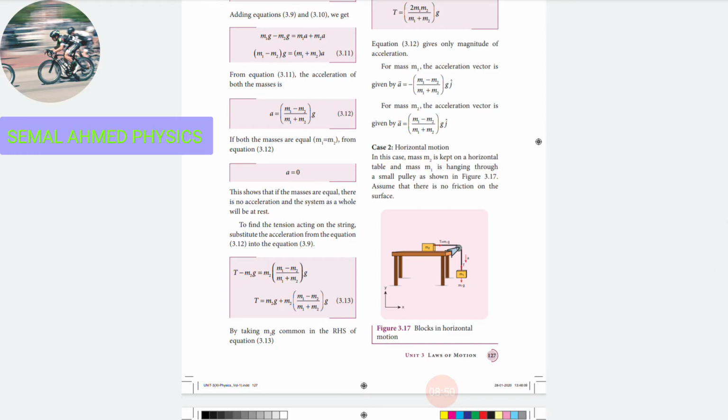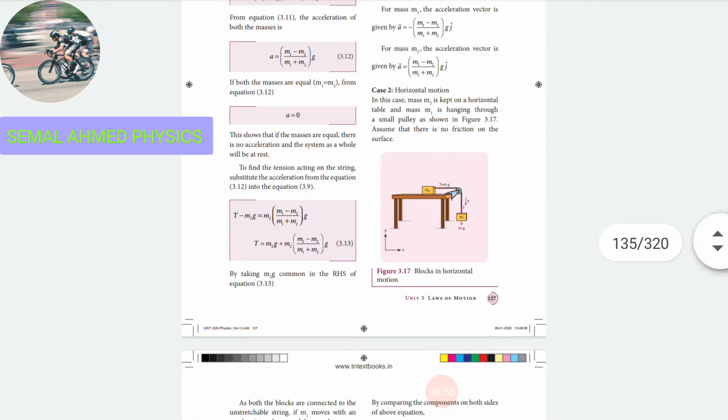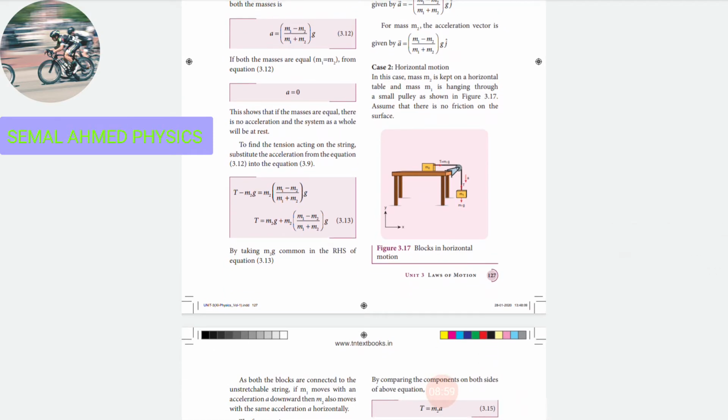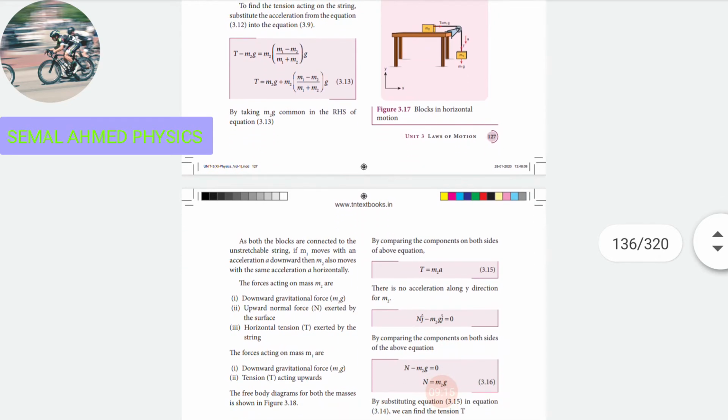Okay, now let us see horizontal motion. Similar to how we just saw the vertical direction, we are going to discuss the horizontal direction. Here we consider mass m2 kept on the horizontal table, and mass m1 hanging through a small pulley as shown in the figure. Assume there is no friction on the surface, so the block moves horizontally.